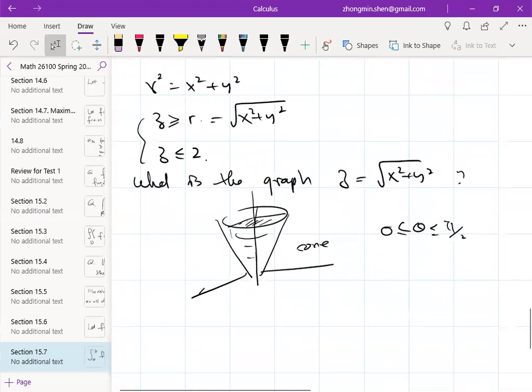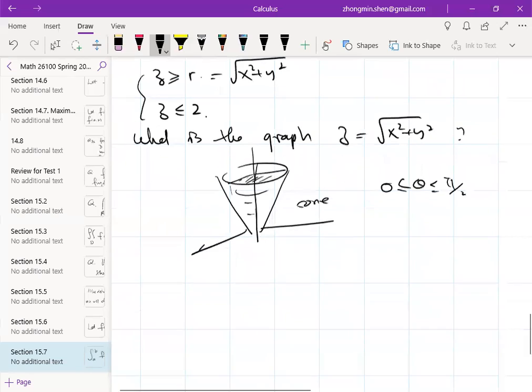Why do we have to do that? Because sometimes the solid is described by coordinates in the cylindrical coordinate system, or sometimes in the XYZ coordinate system. In order to evaluate the triple integral, you have to understand the picture.